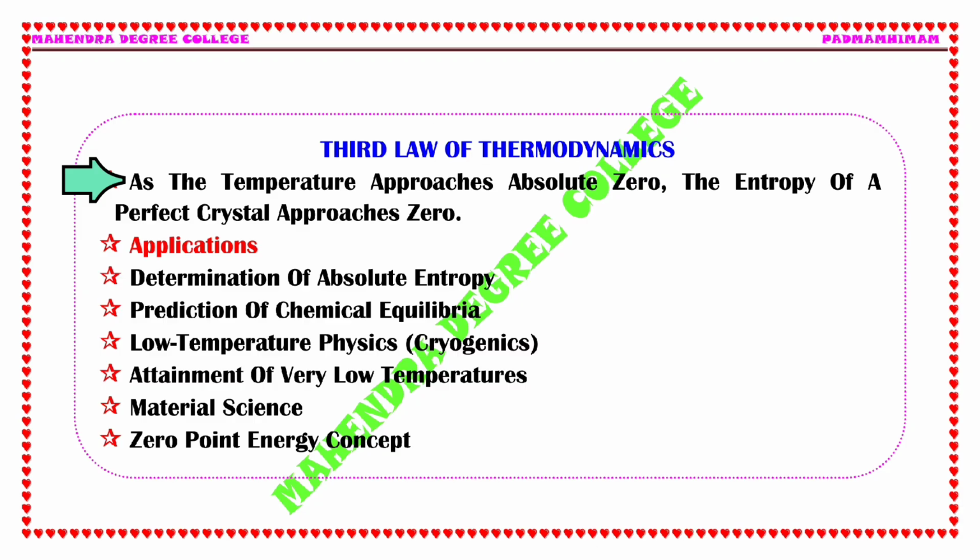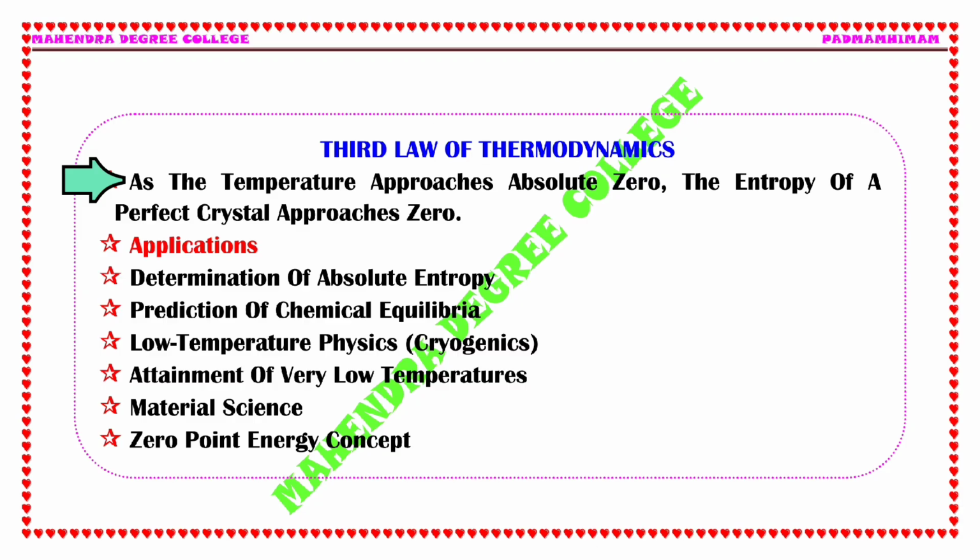A perfect crystal means a solid material with no defects in its arrangement of atoms. All atoms are arranged in a perfectly ordered structure. Entropy means a measure of disorder or randomness in a system. Higher entropy means more disorder. Lower entropy means more order.